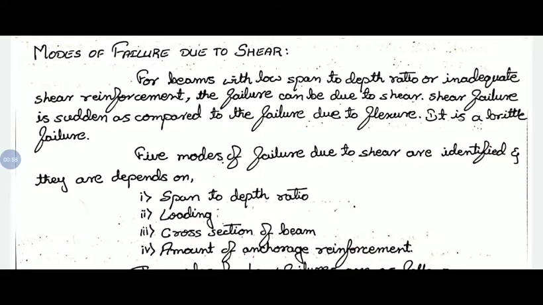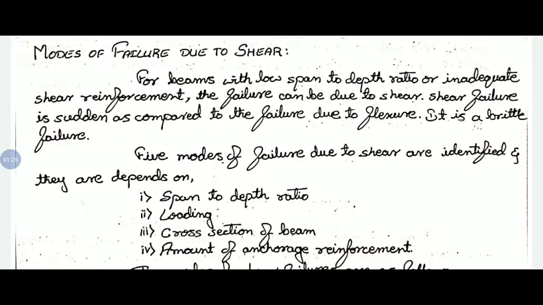The shear failure is a sudden failure when it is compared with flexure. Flexure is nothing but bending. So in bending it will give certain warning to take precautions, but in case of shear the warnings given by the structure are not much, as in case of flexure. So shear failure is brittle. It is a brittle failure.